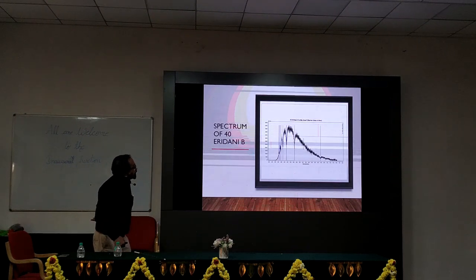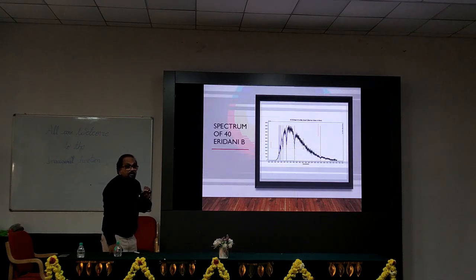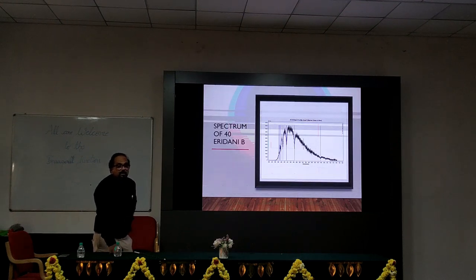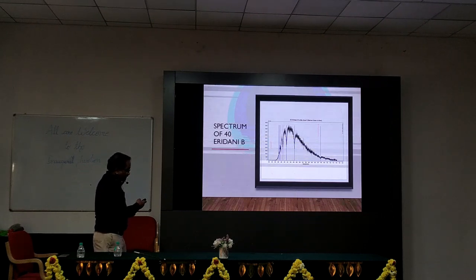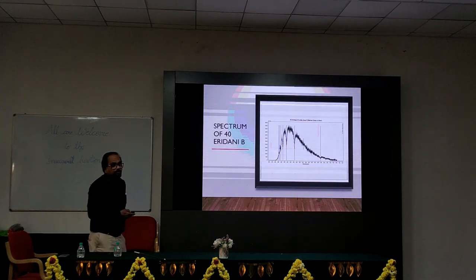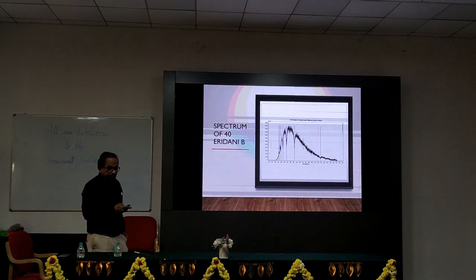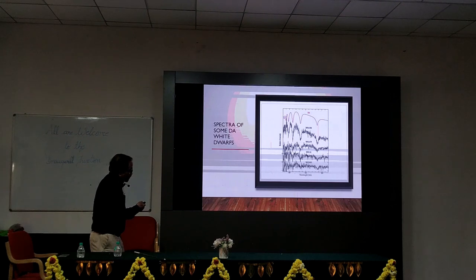It is very difficult to get these spectra. It takes a lot of exposure, and because the stars are very faint, maybe hours together you have to expose the light to the spectrometer detector. You have to integrate the light, and now that CCDs are available, it is possible to do. It was not possible earlier. When only photography was there, we could not get such high resolution spectra. So this is another example of white dwarf spectra, DA and so on.